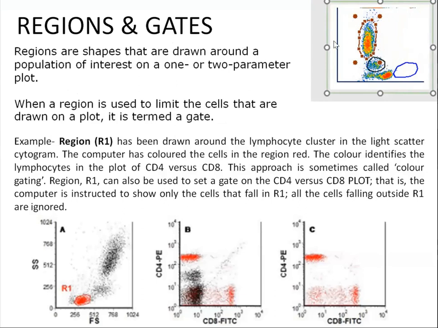So when you see data, this is data with side scatter and CD45. You have a cluster here, which is lymphocytes, a cluster here, which is likely monocytes, and a cluster here, which is neutrophils. Now you find these three clusters. Now what a region is: I am interested in studying only the lymphocytes.